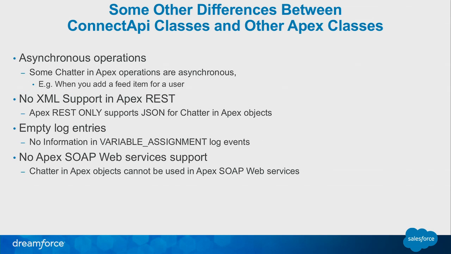Some Chatter is asynchronous. You've probably seen it when you're using it, that you can create a post and it's just not immediately there because it's happening asynchronously in some cases. There is no XML support. Chatter is all about JSON. And there's no SOAP on the same basis, because it's very much built on top of the Chatter REST API.